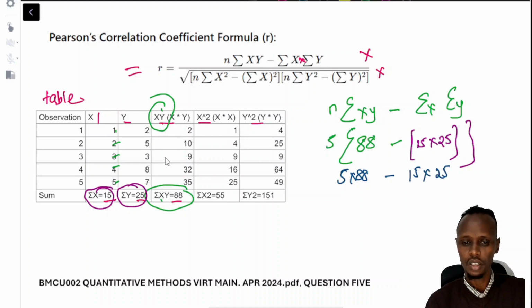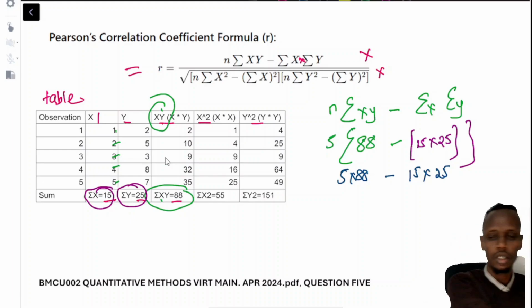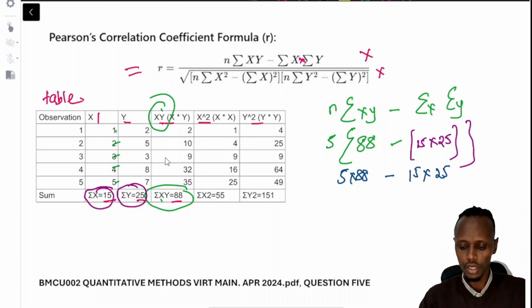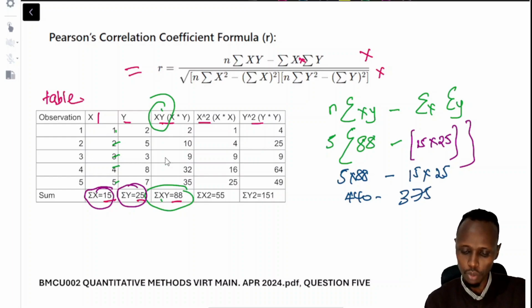Let me use my calculator. 5 times 88 is 440, minus 15 times 25, which is 375. So this is just the top part. 440 minus 375 is 65. So at the top part, we have 65.